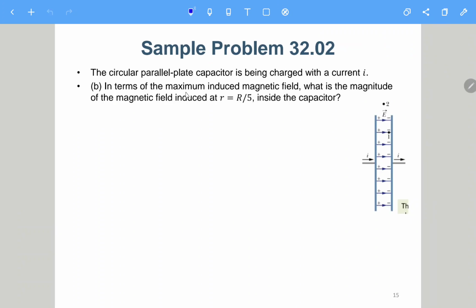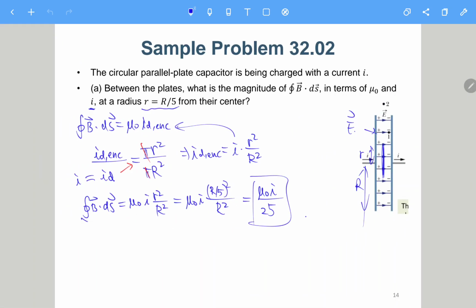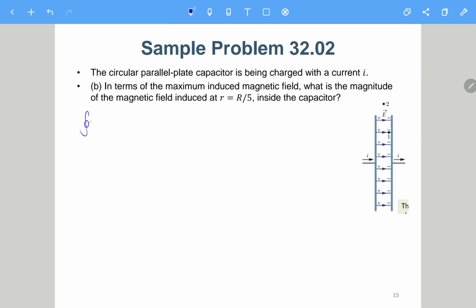Okay, so for part B, in terms of maximum induced magnetic field, what is the magnitude of the magnetic field induced at this one inside the capacitor? Okay, so this is pretty trivial. Just now we already wrote that this one equals to this one. If we have an arbitrary small r smaller than capital R, then this is correct for any small r smaller than capital R. Okay, smaller than or equal to.